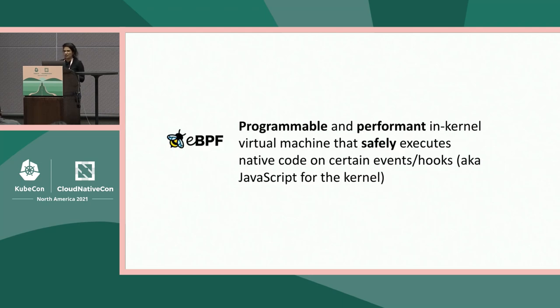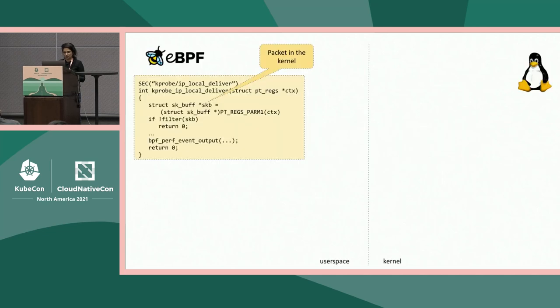So eBPF is an in-kernel virtual machine that safely executes native code on certain events. It's highly programmable and it's performant because the code is executed directly in the kernel. And because of these reasons, it's touted as the JavaScript for the kernel. And let's unpack this information with an end-to-end workflow next.